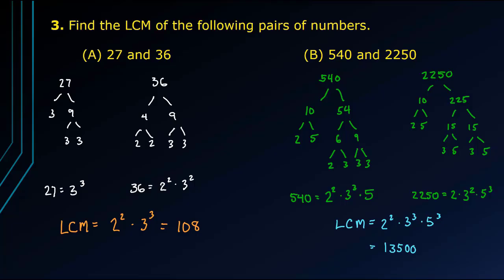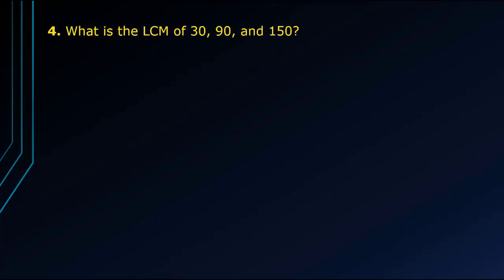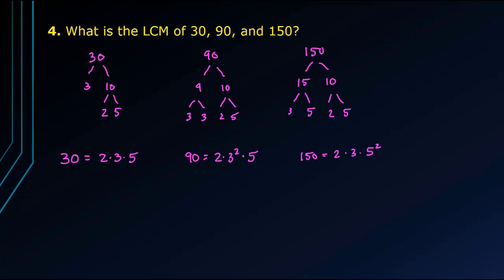And this works despite how many numbers you have in front of you. Like for instance, number 4, you were asked to find the least common multiple of 30, 90, and 150. So it's the same way. I'm just going to take the 3 numbers, find their prime factorizations, and then look at all 3 of them and find the highest power of each prime factor I can get. So this one has a 2, a 2, and a 2. So the highest power of 2 that any one of them has is just 2.